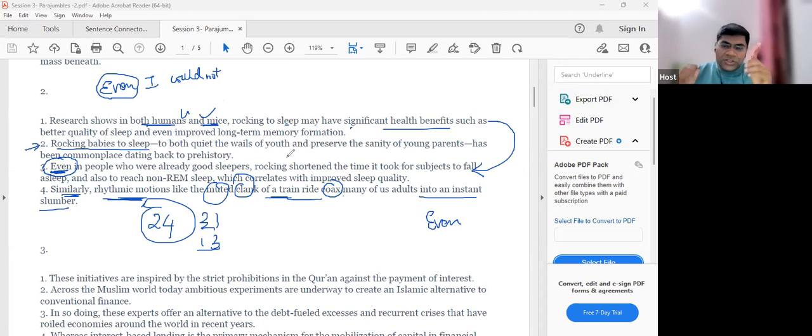So you said that joining learning VRC from Brijesh sir can help you improve your score. Even people who are very, very good could improve their score significantly. So research shows that in both humans and mice, rocking to sleep may have significant health benefits, even in people who were already good sleepers. So even is actually emphasizing positively, it is adding something, and therefore this forms a pair. So 2, 4 and 1, 3.